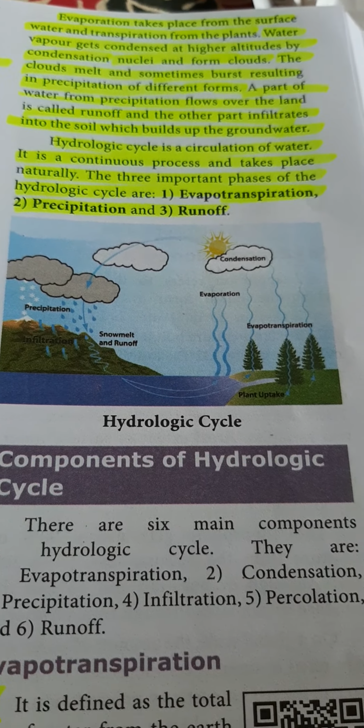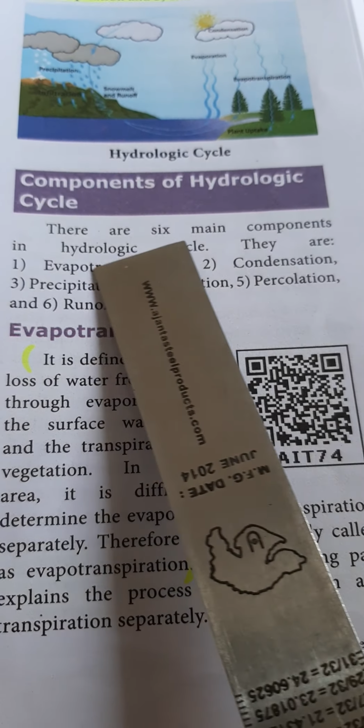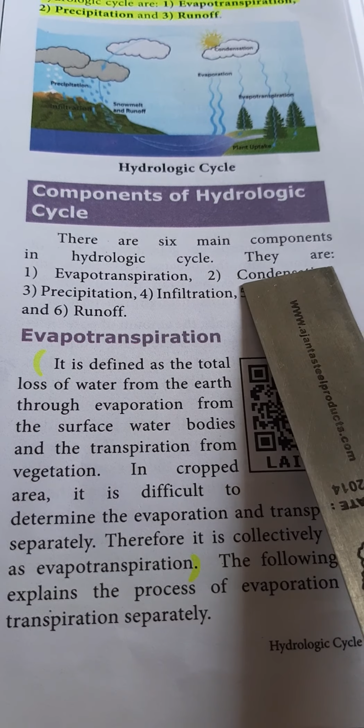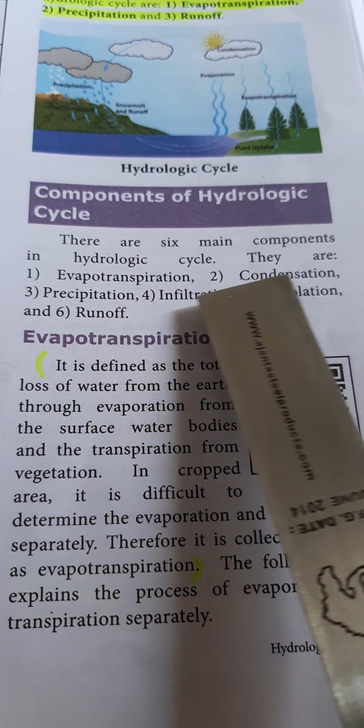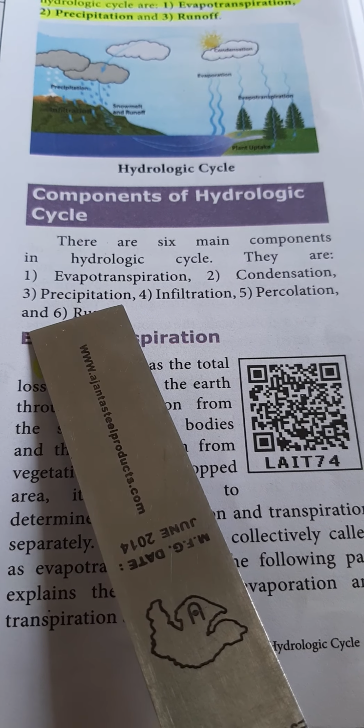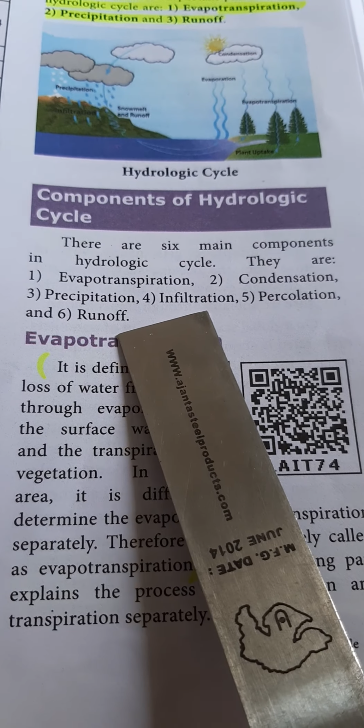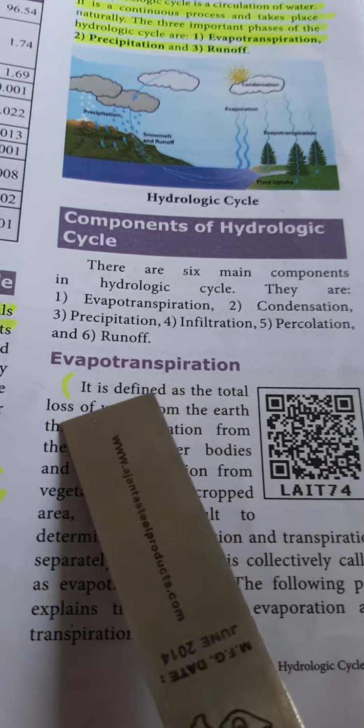The three important phases of the hydrological cycle are evapotranspiration, precipitation, and runoff. Now we can see the components of the hydrological cycle. There are six main components in the hydrological cycle. They are evapotranspiration, condensation, precipitation, infiltration, percolation, and runoff. Now we can see what is evapotranspiration.